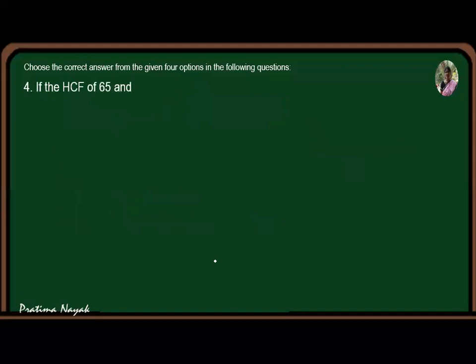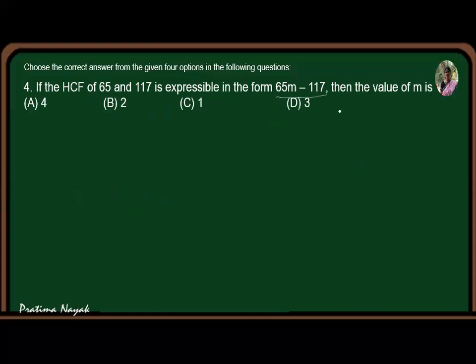Next: if the HCF of 65 and 117 is expressible in the form 65m minus 117, find the value of m. The options are 4, 2, 1, 3. So let us find the HCF of 65 and 117. I hope you know the multiplication table well. 65 is divisible by 13; the 13 table has 65, 13 times 5. And 13 times 9 is 117. So HCF is equal to 13.